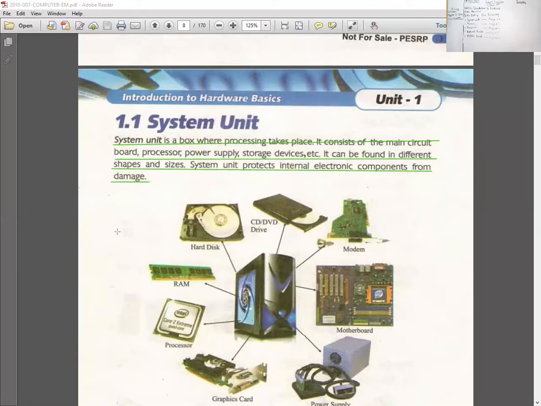So why are these components put inside this box? The idea is to protect all of these from dust and from damage. In this way, we have underlined the definition of system unit. Everybody can see it and underline it, and show me the thumbs up when you have done it. Seventh class, show me thumbs up so I can move to the next page.